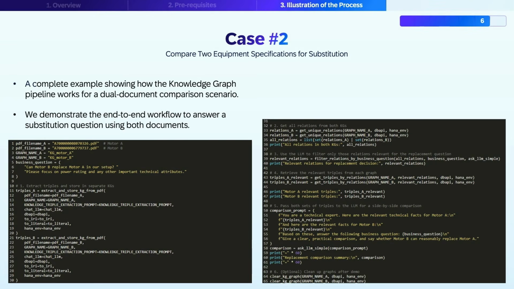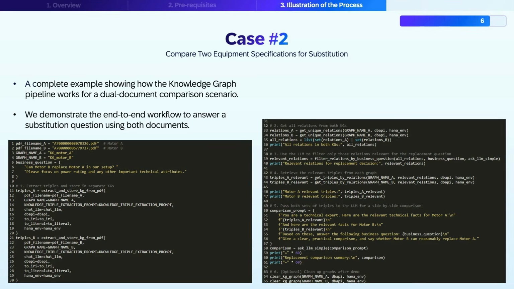By splitting and rejoining the flow like this, we ensure the comparison is accurate, explainable, and reproducible. The user gets a clear answer, grounded in both documents without ever reading them manually. In the first knowledge graph pipeline case, we focus on processing a single document to generate a concise summary using a knowledge graph. Now we extend the same pipeline logic to compare two equipment specifications side by side.